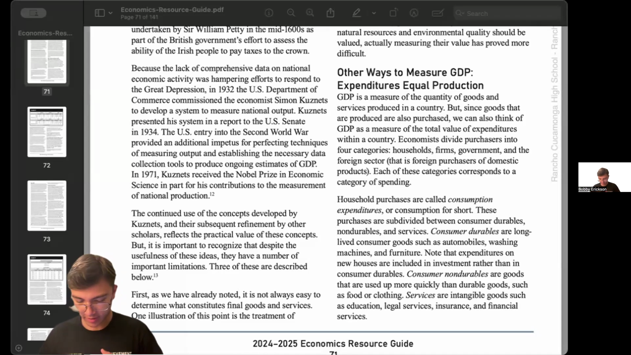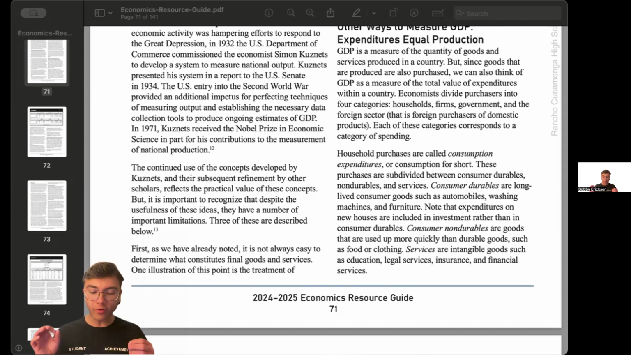So, this next section is where we're not just talking about all of the goods and services that are produced, but also how they are purchased, and thus all of the expenditures, all of the ways people are spending in a country also can measure GDP. And so we can think of different purchasers into a few broad categories. So those include households, firms, the government, and the foreign sector. So that would include all of the foreign purchasers, all those people from other countries that are buying products from us or domestic products. And so each of these are considered a category of spending.